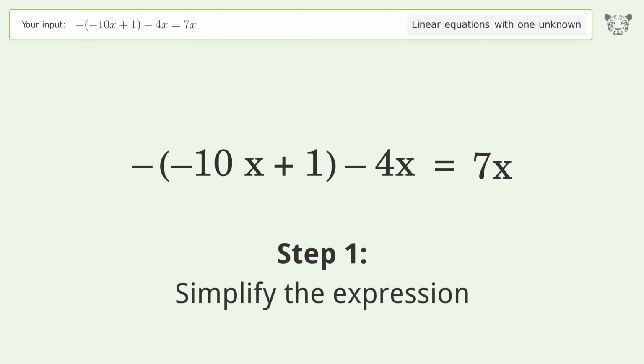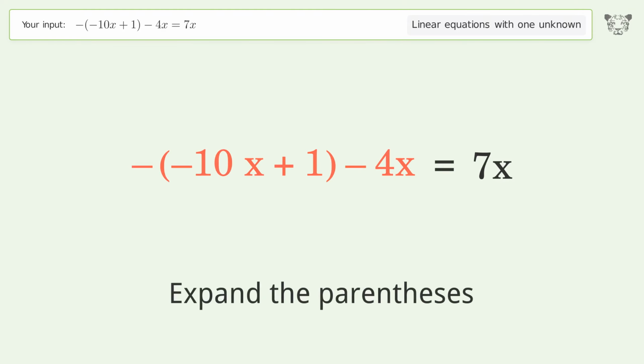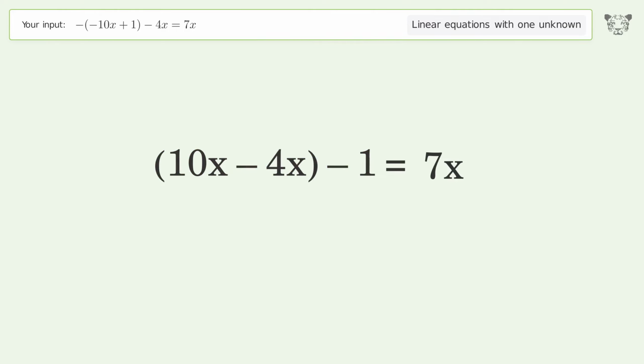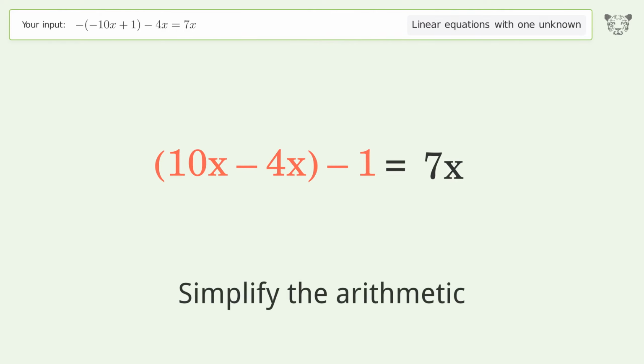Simplify the expression. Expand the parentheses. Group like terms. Simplify the arithmetic.